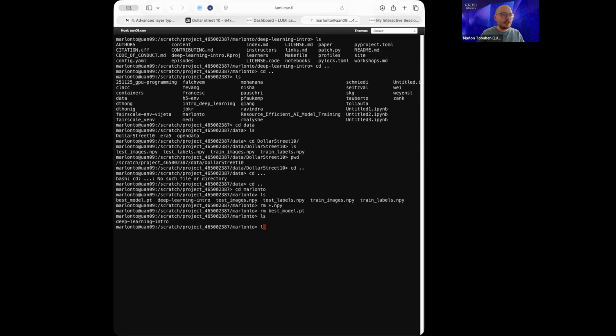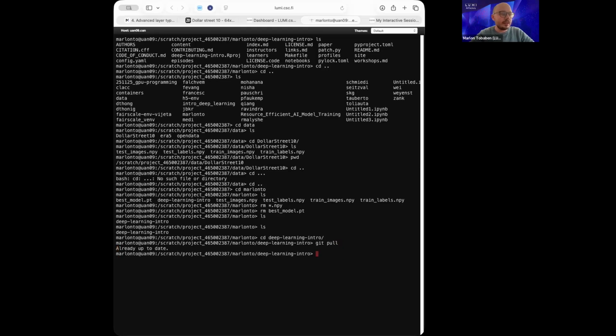Let's see, how is it called? Deep learning intro. Of course, it's the other way around. And then we would just go here and do a git pull. For me, it says already up to date because I did this earlier, but this would be the way to make sure that everybody has the up to date notebooks.